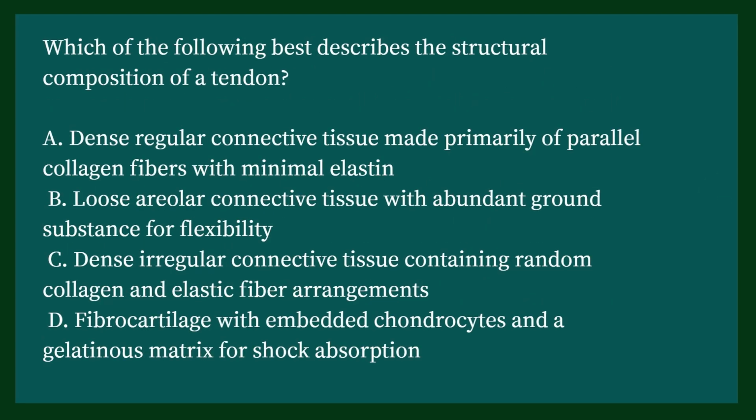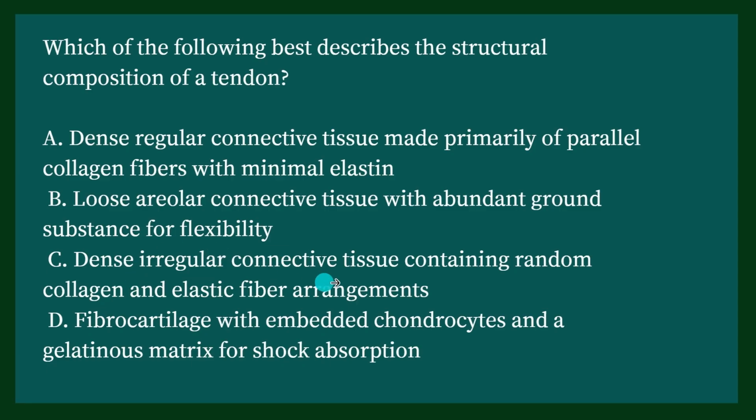Next question. Which of the following best describes the structural composition of a tendon? Now, we were talking about how tendons are a little bit different than the rest. They are dense connective tissue with parallel collagen fibers and minimal elastin. And that's the definition that we have in A, so I do believe that that's true. Loose areolar connective tissue is not true, with abundant ground substance, that's not true.